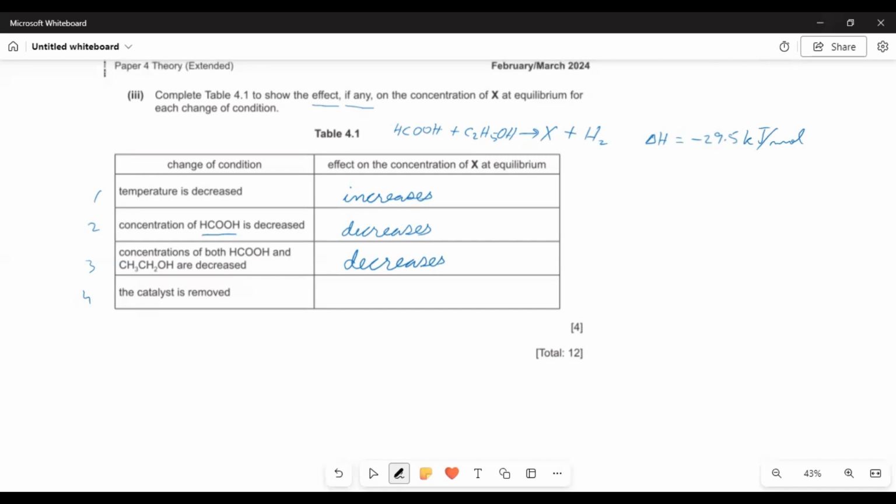If the catalyst is removed, it doesn't cause any effect on the concentration, but the rate of reaction decreases. We are asked the effect on the concentration of X. So there would be no effect on the concentration of X, although removing the catalyst can decrease the rate of the reaction.